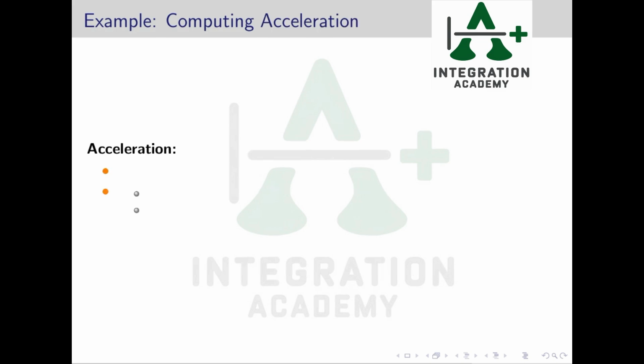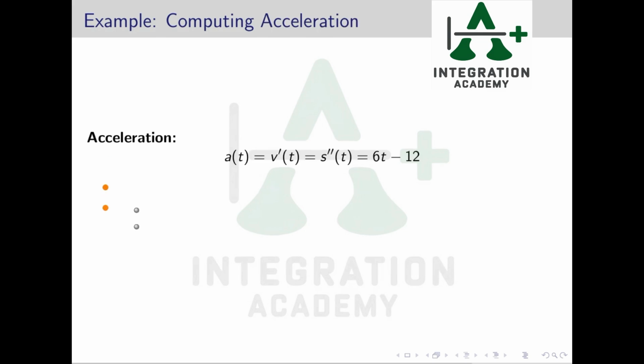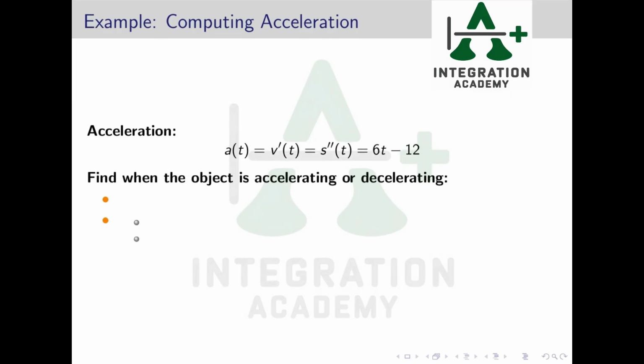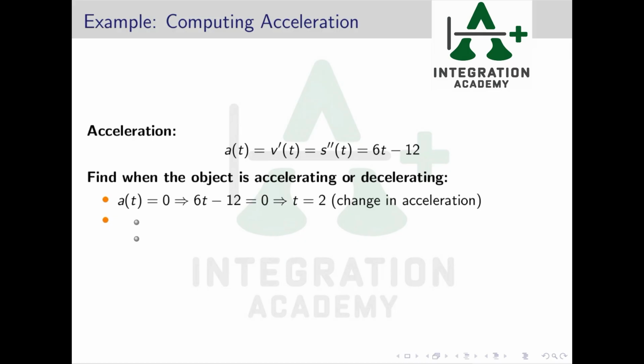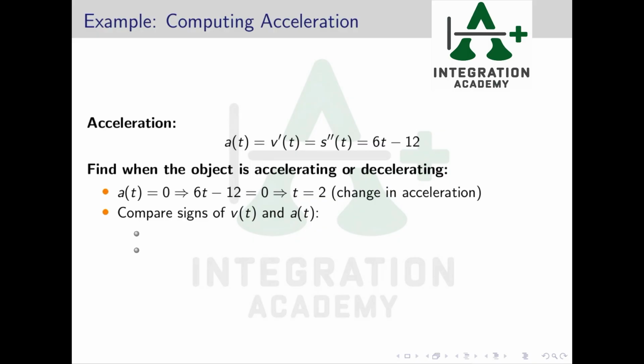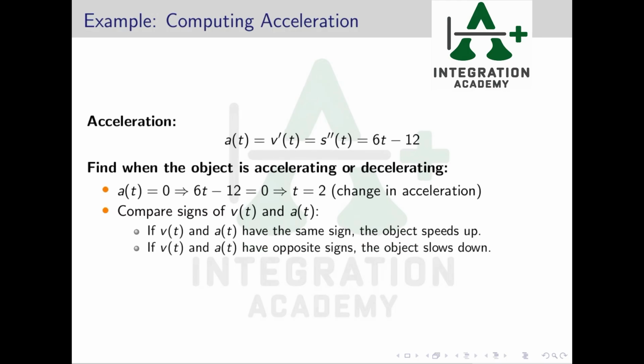Next, we find acceleration by taking the derivative of the velocity function. This gives us 6 times t minus 12. To determine when acceleration changes, we set it equal to 0 and solve for t, giving us t equals 2. To analyze the motion, we compare the signs of velocity and acceleration. If they match, the object is speeding up. If they are opposite, the object is slowing down.